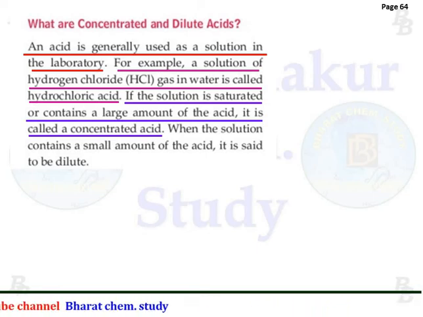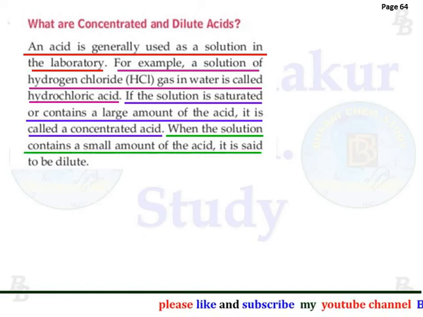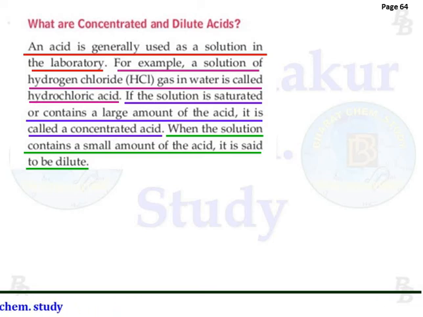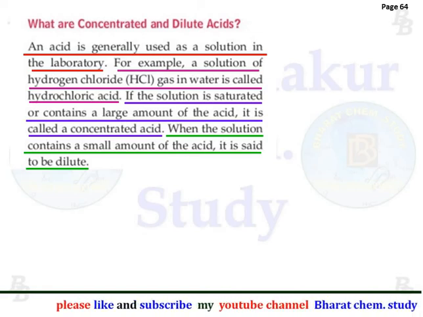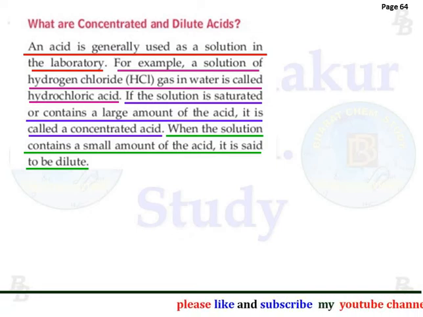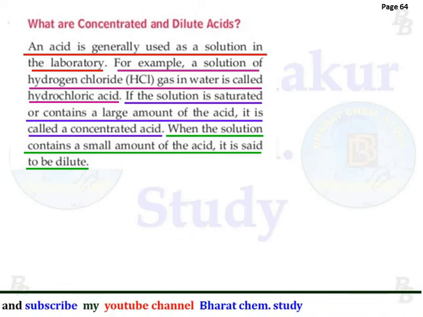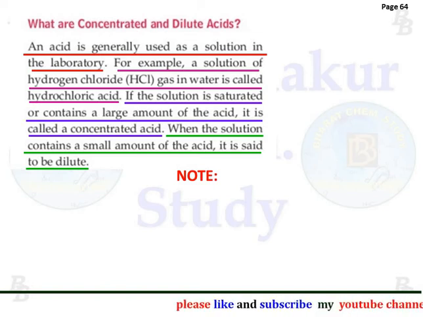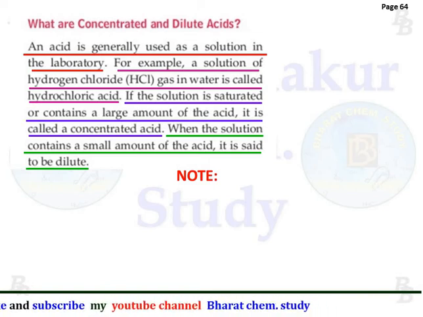But when we talk about a dilute solution, it means that a dilute solution contains a large amount of water and a very small amount of acid. So now you can understand what concentrated acids are, which contain a large amount of acid and a very small amount of water, and what dilute acids are: the acids which contain a large amount of water and less acid. Now we are going to study how we can dilute a concentrated solution.